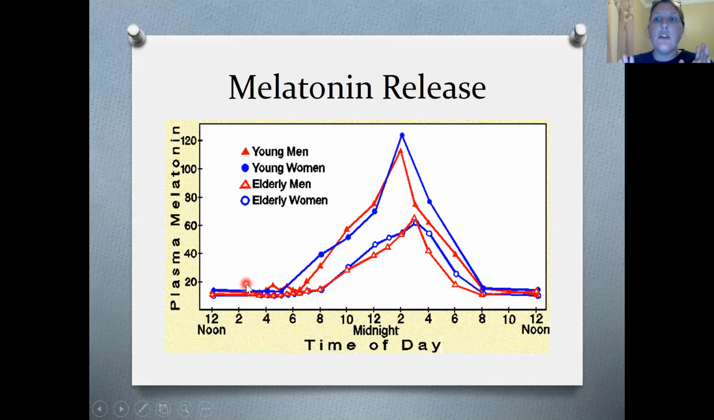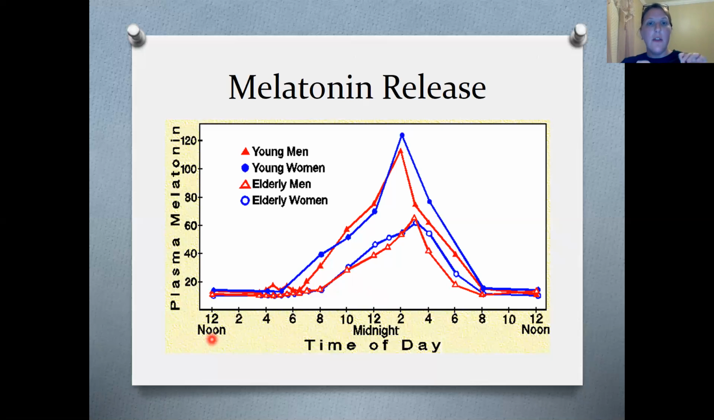An open triangle that's red is an elderly man. Here you can see that. And an open blue circle is an elderly woman. So you can see that age does impact how much melatonin. So this is plasma melatonin. This is the actual level of melatonin that's released. And this is over the course of the day. Okay, so you can see there's an age difference here.